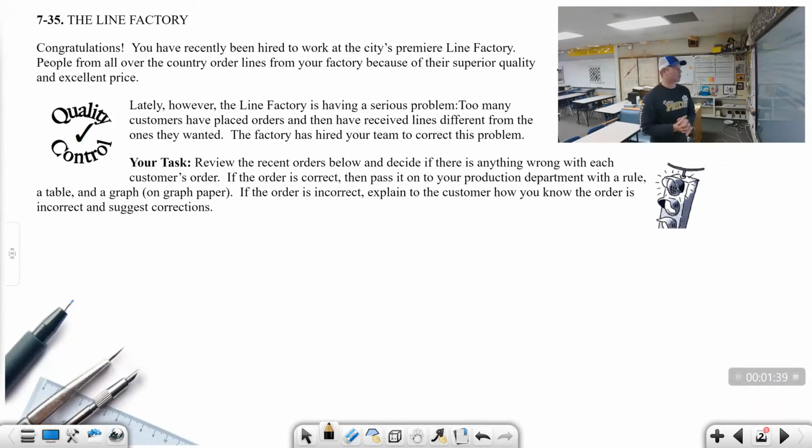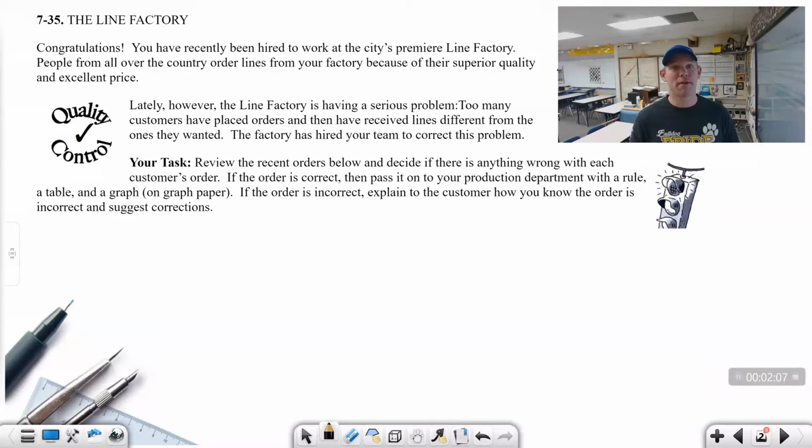The Line Factory. Congratulations! You have recently been hired to work at the city's premier line factory. People from all over the country order lines from your factory because of their superior quality and excellent price. Now I know some of you are rolling your eyes right now because really? A line factory? But believe it or not, there are certain companies that do make lines.